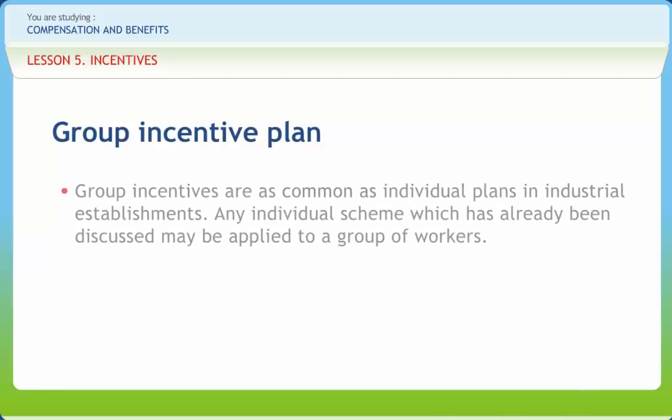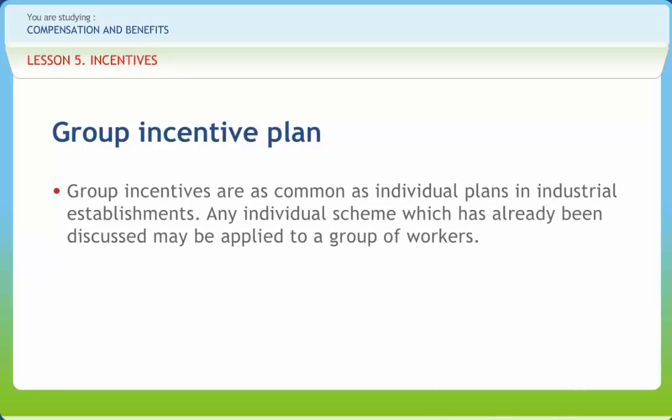Group incentives are as common as individual plans in industrial establishments. Any individual scheme which has already been discussed may be applied to a group of workers, but the most common is the piecework system. It is a plant-wide incentive scheme developed by Joseph Scanlon of the United Steelworkers of America in 1927. The basic concept underlying the Scanlon plan is that efficiency depends upon plant-wide cooperation.